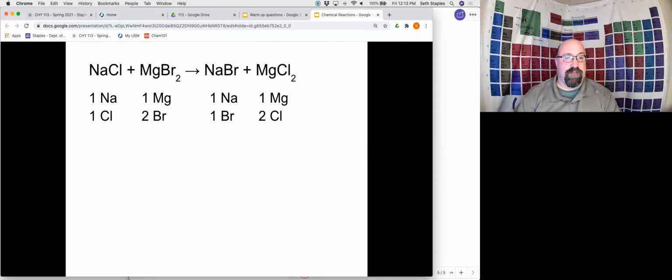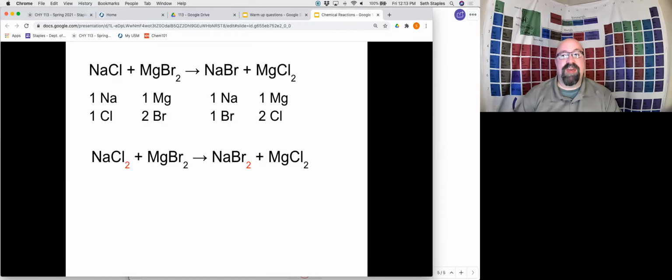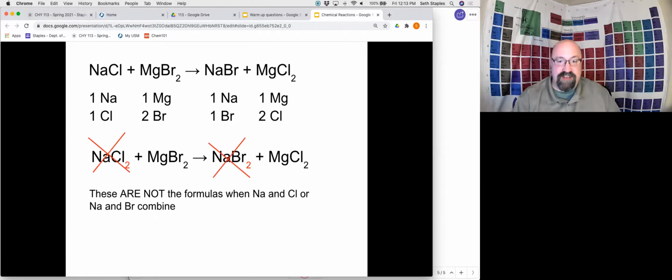And so we can see everything that we have here. I'm just counting up each type of atom. Now again, what you're going to be tempted to possibly do is something like this. Cannot do that. Think of everything that we learned a couple lectures ago with how we come up with chemical formulas. NaCl2 is not how sodium and chloride are going to come together. NaBr2 is not how those are going to come together.